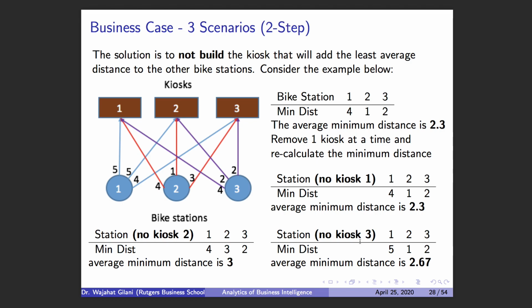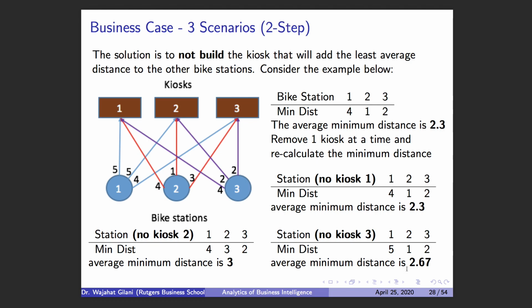Okay, now we go to kiosk 3. And then we go to this third scenario where there's no kiosk 3. And recalculate the analysis. For bike station 1, that's severely affected. There's no kiosk 3. Now, both these kiosks give it a minimum distance of 5. For bike station 2, there's no kiosk 3, so now we're back to 2. So that's good on its part. Its distance is 1 mile. And for bike station 3, there's no kiosk 3. Again, it's unaffected because kiosk 2 is there at 2 miles away. And so that's 2. And so this average minimum distance is 2.67.